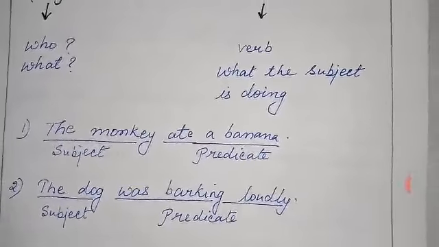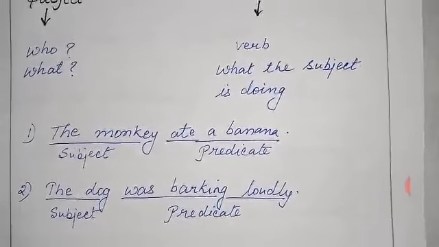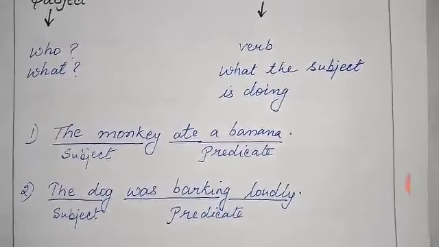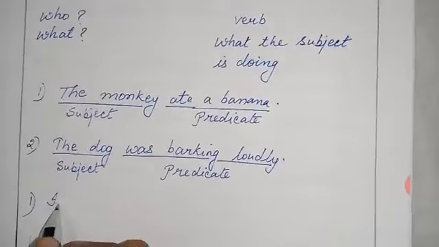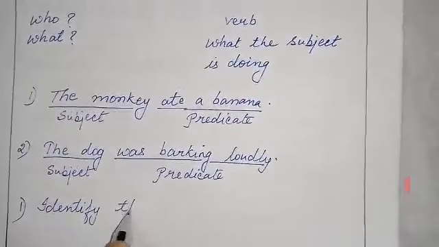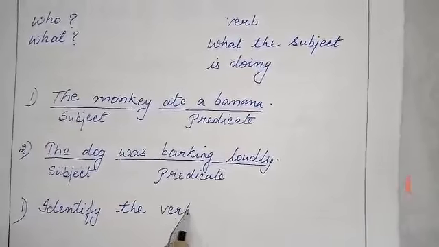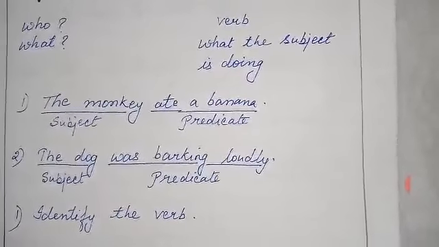So the easiest way to understand, you will have to follow 3 steps. Then you can understand subject and predicate. What are those 3 steps? First, in any sentence, identify the verb first. If you identify the verb, you will ask the question who or what before the verb.